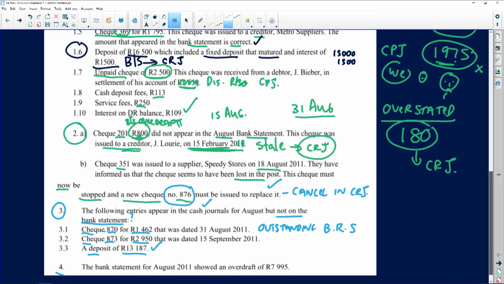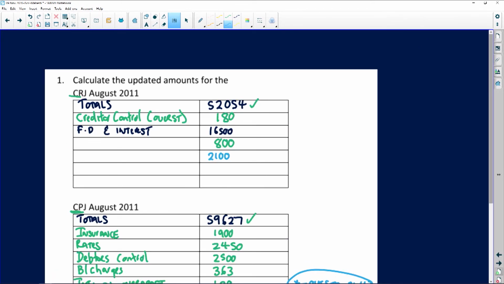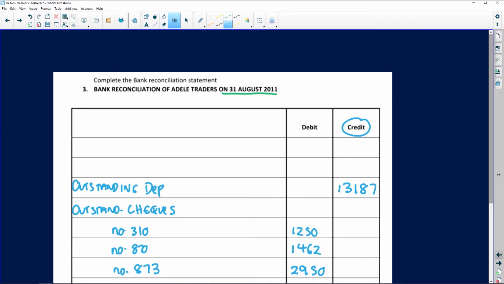Right, and then finally, before we start adding up, information 4. The bank statement for August 2011 showed an overdraft of 7,995. So remember, this will go as a debit balance in our bank reconciliation statement. So on the debit side, I've got a debit balance, or you can just write balance as per bank statement. And a debit balance, in other words, an overdraft of 7,995.